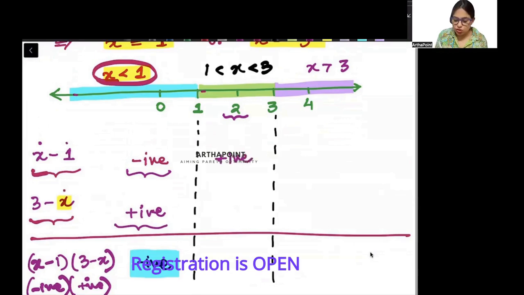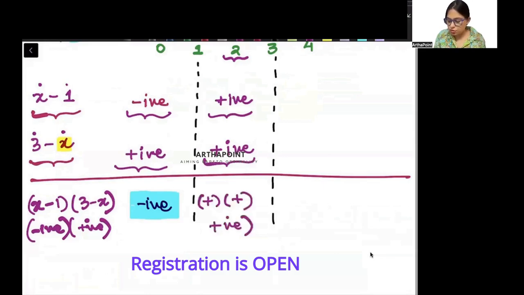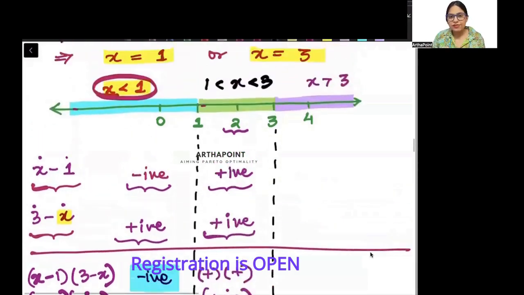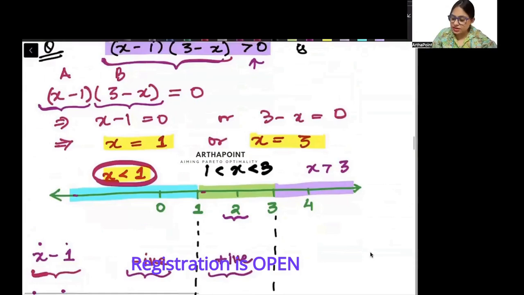Suppose I put 2 here. So 3 minus 2, that means 1. 1 is positive. Beta, positive into positive is positive. So this is positive into positive. It means it will be positive. Clear? I wanted it to be positive. See, my inequality asks when this product is greater than 0. So I am getting the interval as x between 1 to 3.